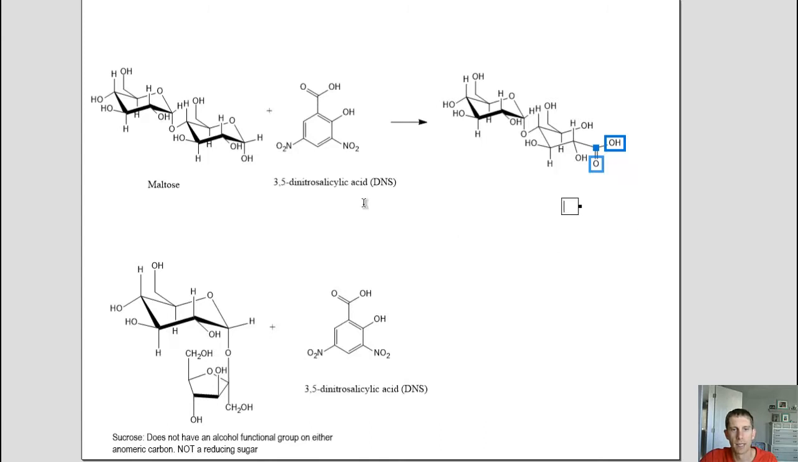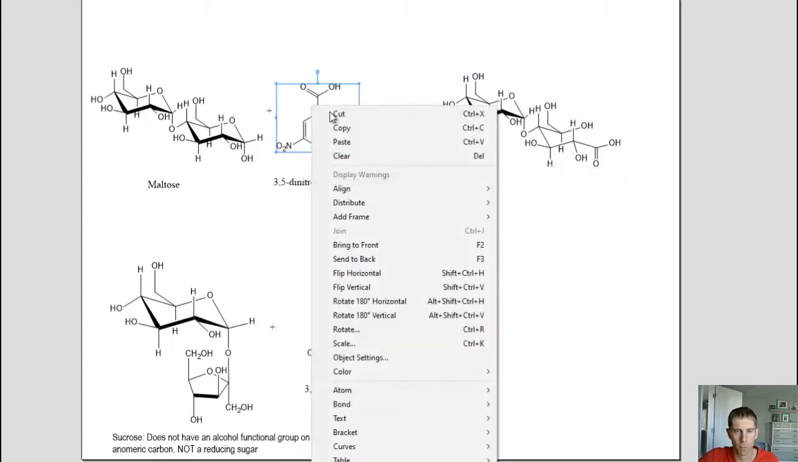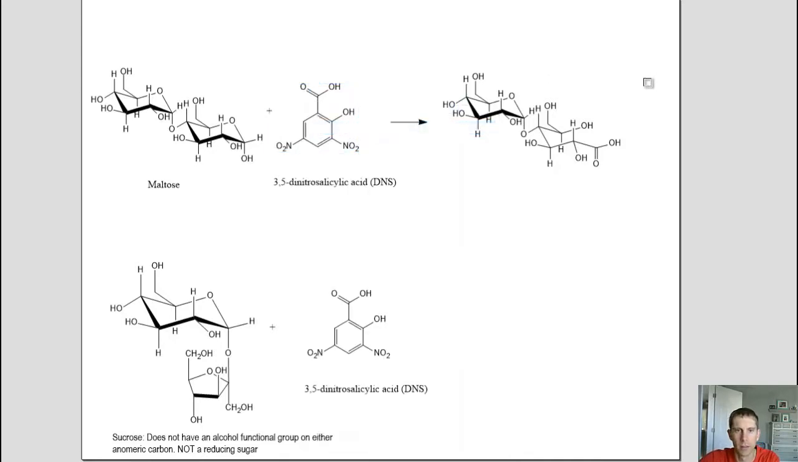Our dinitrosalicylic acid is what was reduced. So for our dinitrosalicylic acid, our nitrogens for both of our nitro groups were fully oxidized. We're going to reduce one of them and reduce it to be an NH2 instead of an NO2.